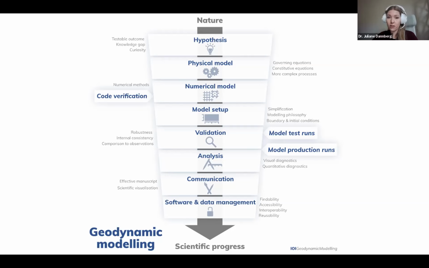And depending on the model, it might also be fine to just model the solid deformation of the mantle, or we might want to include the migration of melt as well. So once we've picked that physical model, the next step would then be to discretize it, so to translate it into a numerical model. And for that, we would either need to write or need to use some sort of modeling code. And part of that step would also be code verification. So we would need to check that we're actually solving the equations correctly.